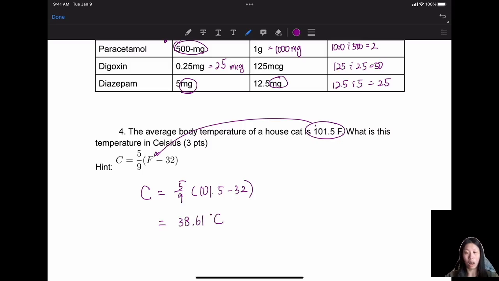Celsius. Okay, so that's it for quiz 1. Let me know if you have other questions.